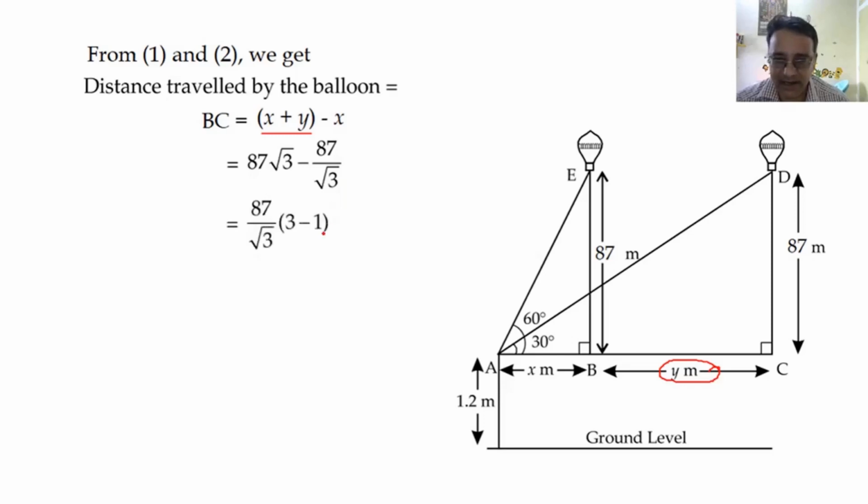Now you can take 87 upon root 3 common. So how much will these two become? 3. Otherwise, if you are confused, you take the LCM. If we take the LCM, this will be 87 into 3 minus 87 upon root 3. This is clear? And if you now take 87 common, you will get this step. So 87 into 2 by root 3.